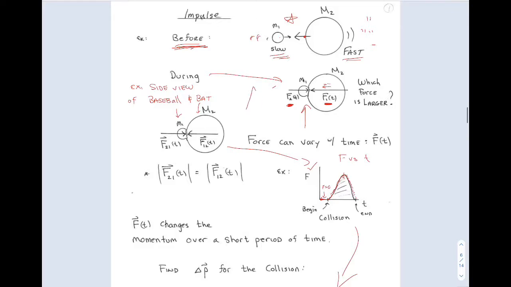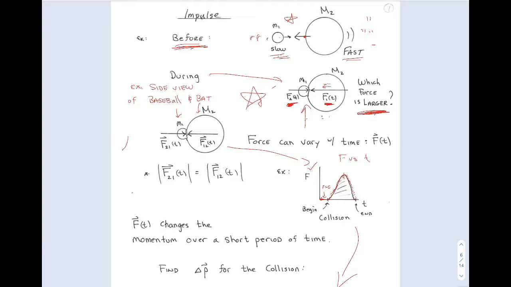Now for this collision up here, I have a small object going slow and a large object going fast. So which of these collision forces is larger? Well, Newton's third law says that the collision forces have to be the same. There's no way for number 1 to push on number 2 any differently than number 2 can push on number 1. So those collision forces are equal and opposite, equal in magnitude, opposite in direction.